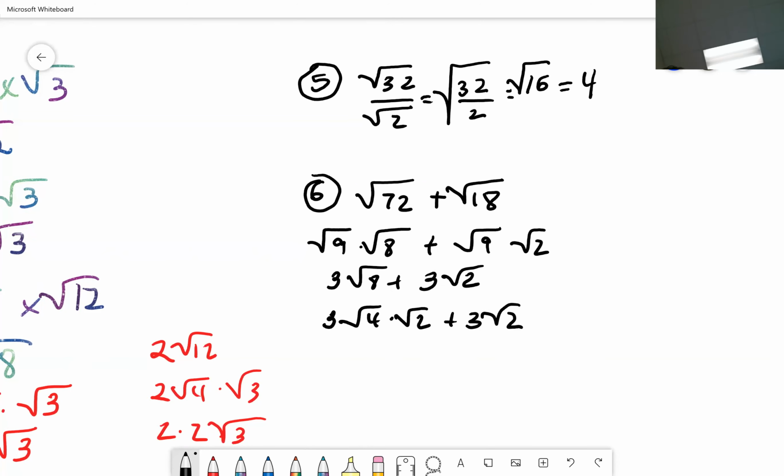3 square root of 4 times square root of 2 plus 3 square root of 2. So that's 3 times 2 times the square root of 2 plus 3 times the square root of 2. That's going to be 6 times the square root of 2 plus 3 square root of 2, which ends up being 9 square root of 2, and you're done. Now, some of you saw that 18 times 4 is 72, so that worked out for you as well.